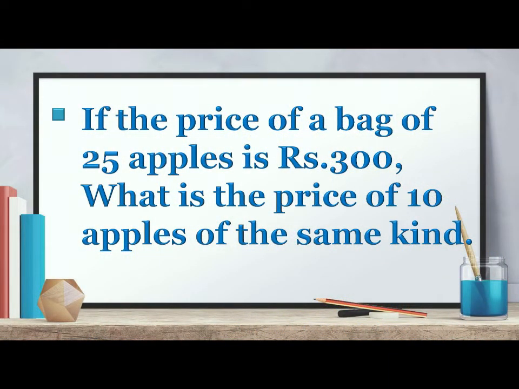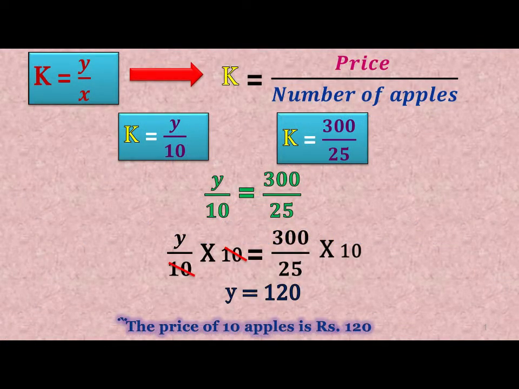For an example, see this question. If the price of a bag of 25 apples is 300 rupees, what is the price of 10 apples of the same kind? The two different quantities are the number of apples and its price. We will take the price as Y and the number of apples as X. So we can write two equations here. The first one is K equals Y over 10 and the second one K equals 300 over 25.